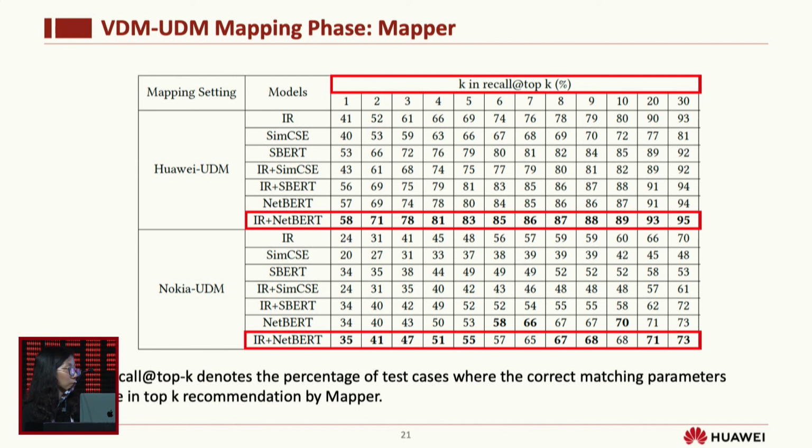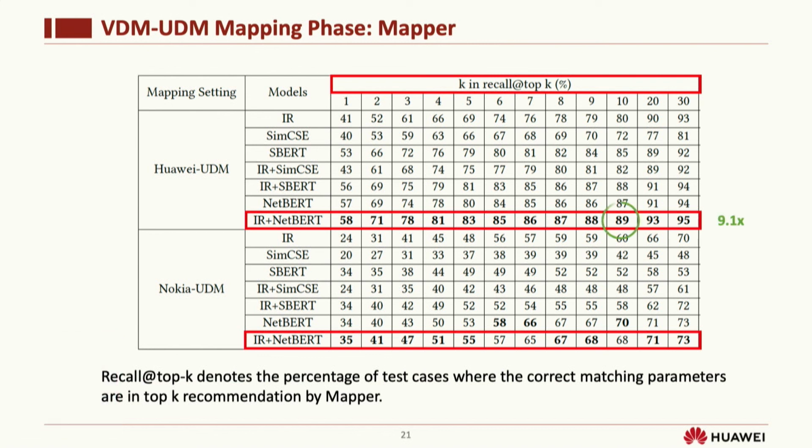This is because we adapt the NetBERT model to the domain of network configuration. For saving human effort, in the Huawei case, we can find the correct matching within the top K recommendations with 89% accuracy. Thus, in this setting, the network operator only needs to refer to the manual 11% of the time, resulting in acceleration of the mapping phase by around 9 times.